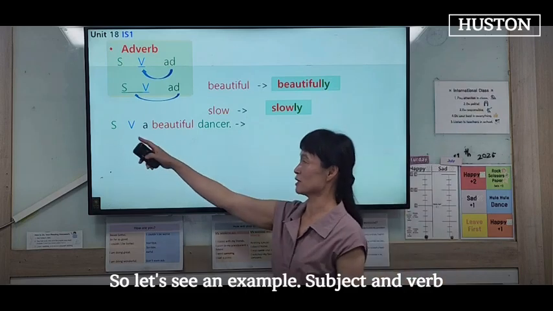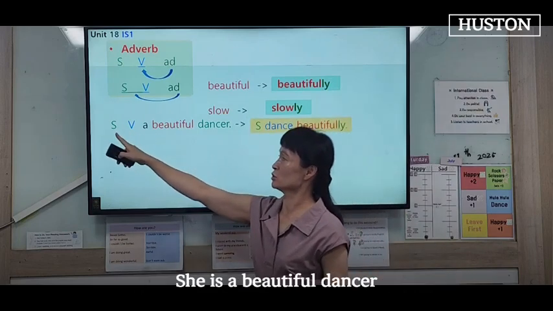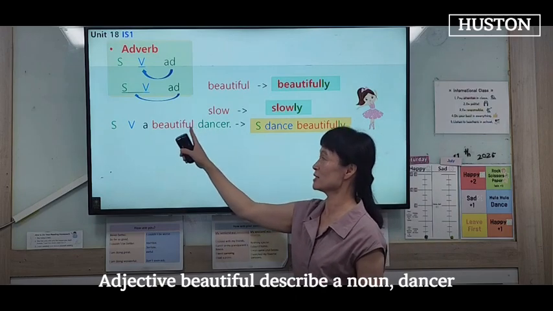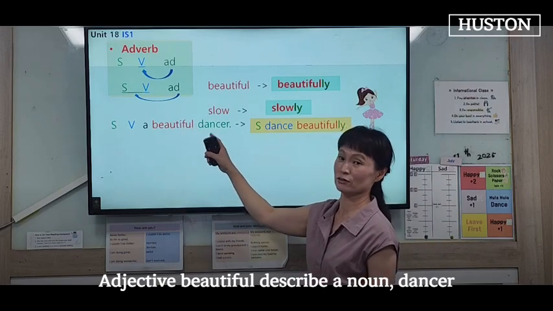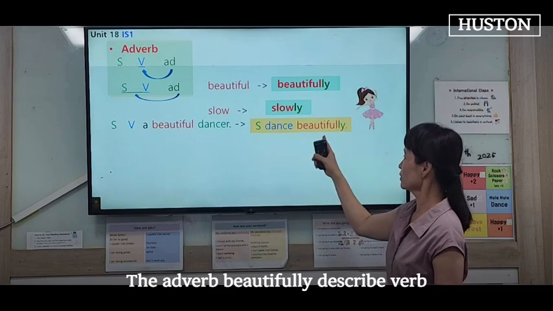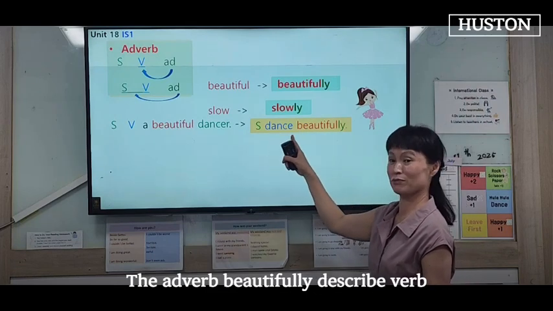So let's see an example. Subject and verb. She is a beautiful dancer. So in beautiful dancer, the adjective beautiful describes a noun, dancer. She dances beautifully. The adverb beautifully describes the verb.